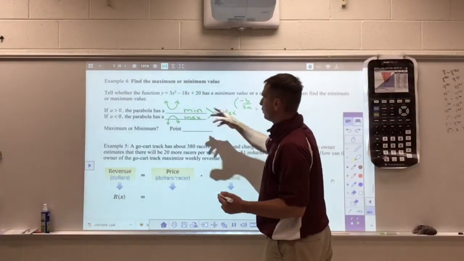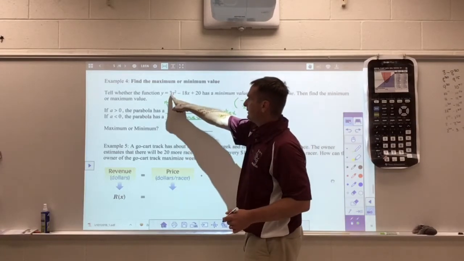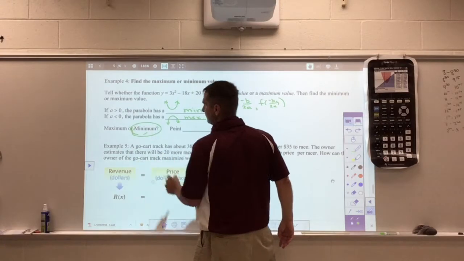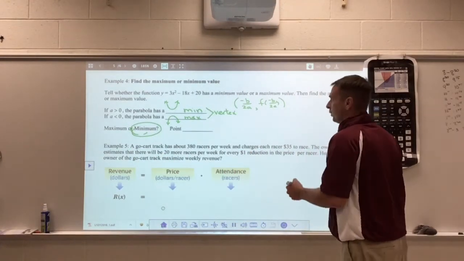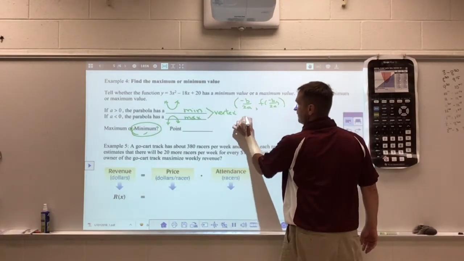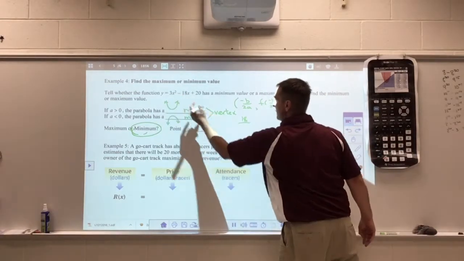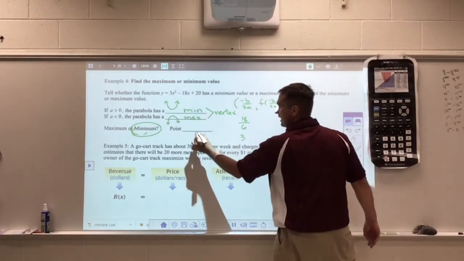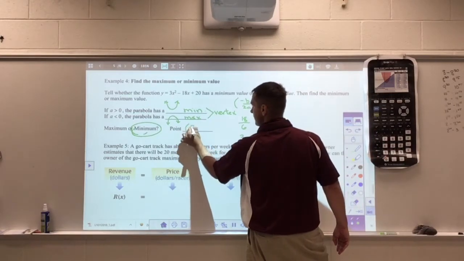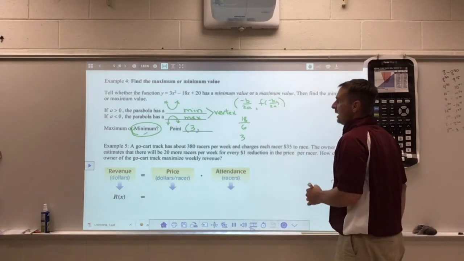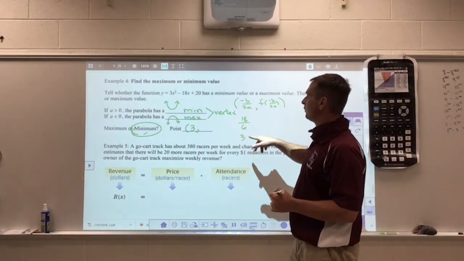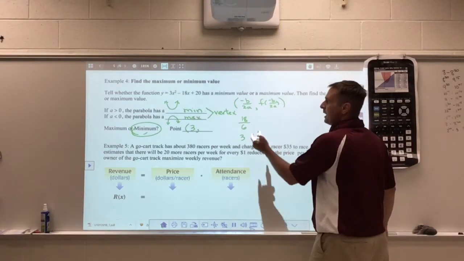So, for this one, first of all, it's positive, so it's going to open like this. So we have a minimum. And now we're going to say the opposite of 18 over 2 times 3, which is 6. So that gives us an x value of 3. 18 over 6 is 3, double checking. And now we're going to plug this in.